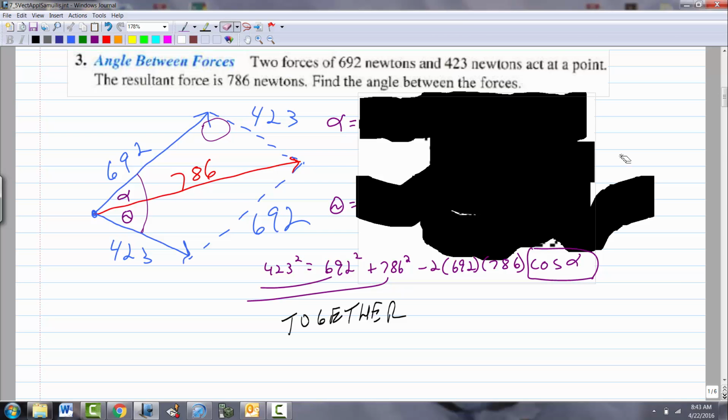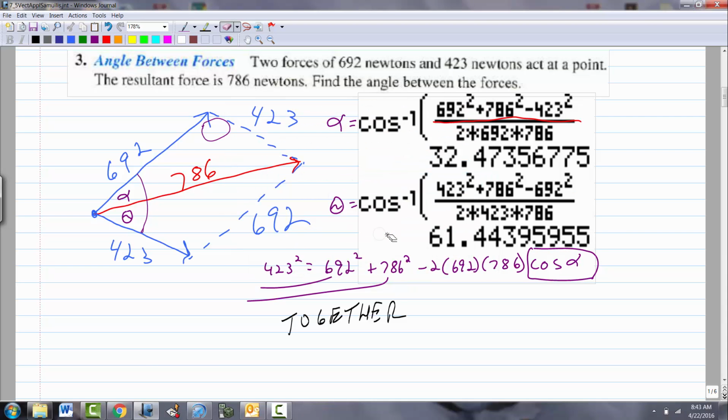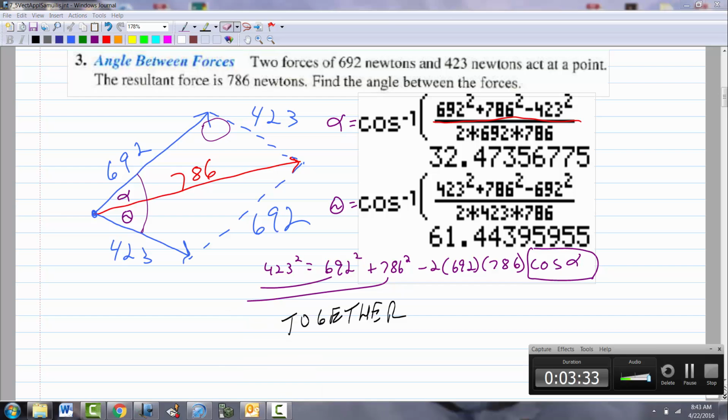Or use the law of cosines twice. And then do what with those 2 angle measures? Add them up. Okay? Simple Simon. Ain't no thing, chicken wings, and all that other stuff I say.